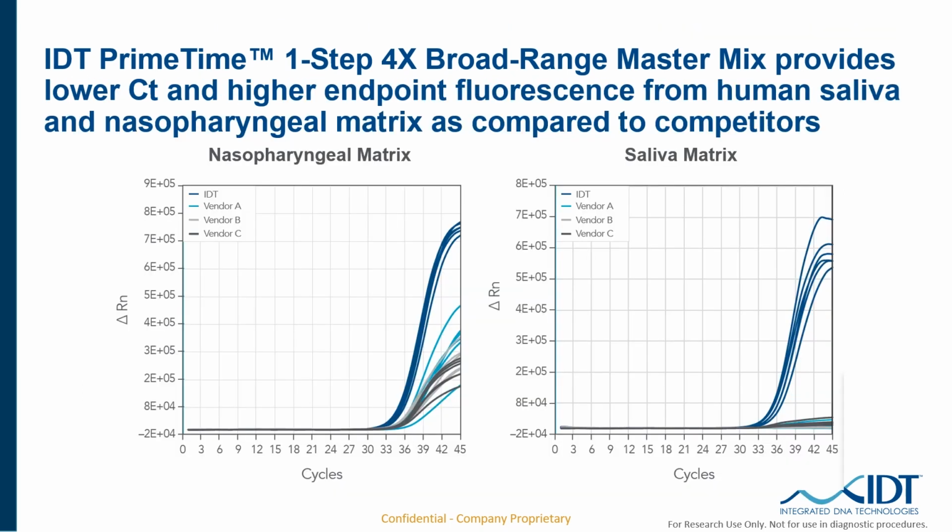And finally, IDT's PrimeTime one-step 4x broad-range master mix provides superior analyte identification from human saliva and nasopharyngeal matrix as compared to competitors. These data depict the results from RT-qPCR assays containing multiplexed primers and probes specific for influenza A, influenza B, SARS-CoV-2, and RNase P genes used to amplify 30 copies of AccuPlex analyte verification panel spiked into negative human nasopharyngeal, shown on the left, or saliva matrix, shown on the right, stored in viral transport medium.